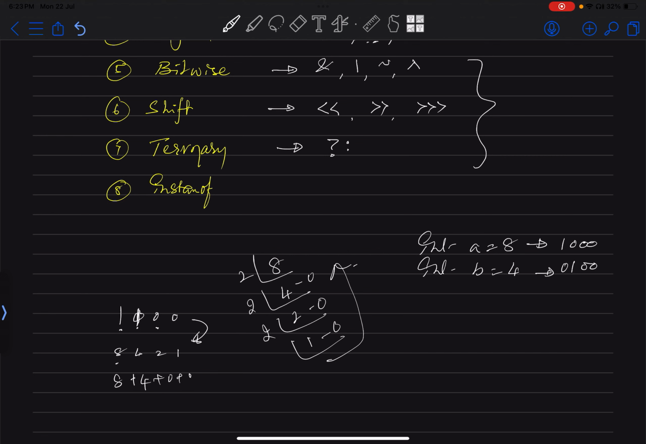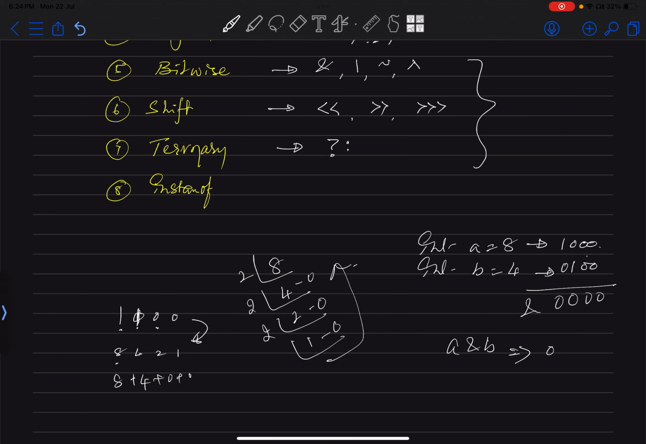So coming back to this operation, if I perform an AND operation here, what happens? AND by nature, if both are 1, it's going to be 1, otherwise it's going to be 0. So 0 and 0 is 0, 0 and 0 is 0, 0 and 1 is again 0, and 1 and 0 is 0. So if I perform A bitwise AND B, I should get the result 0.